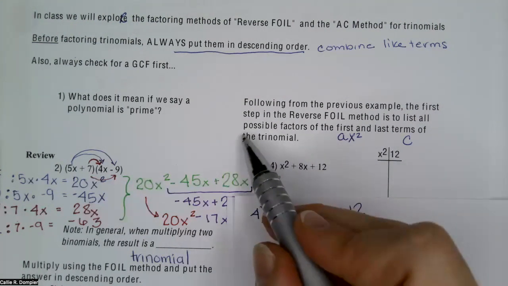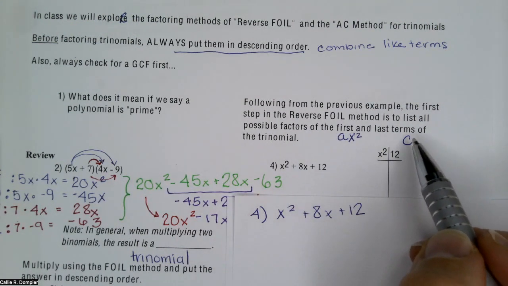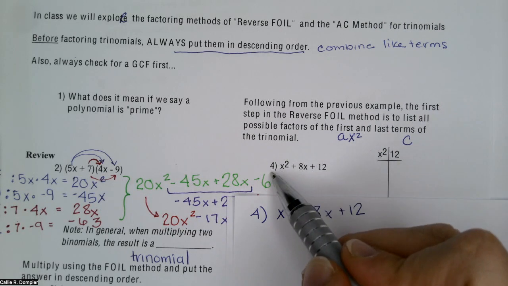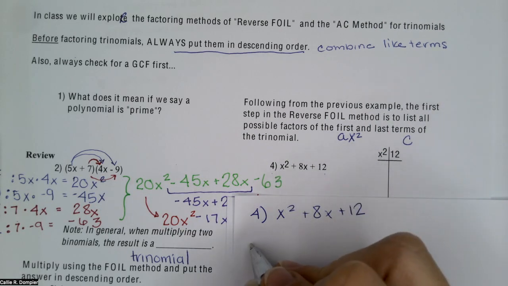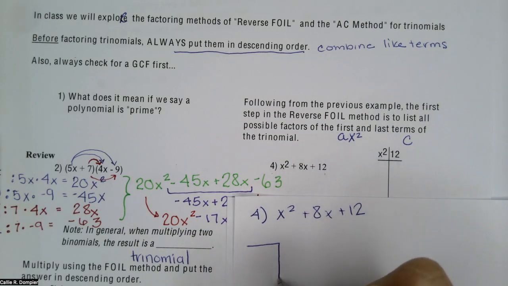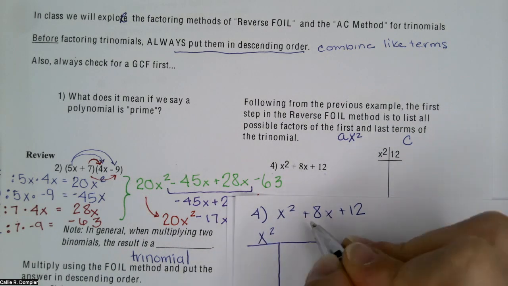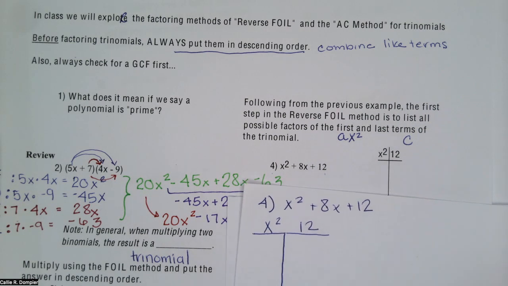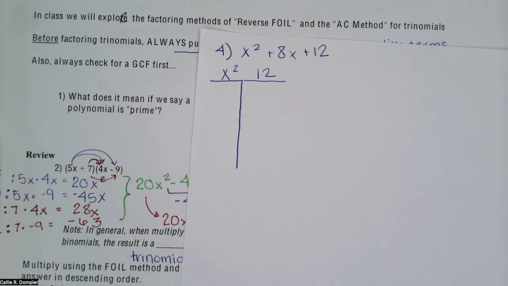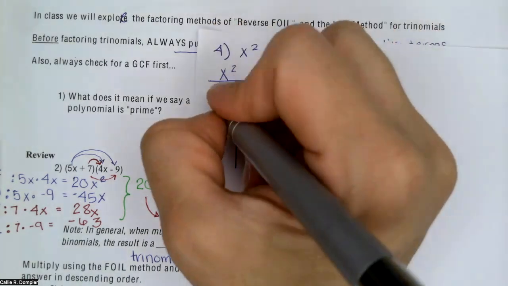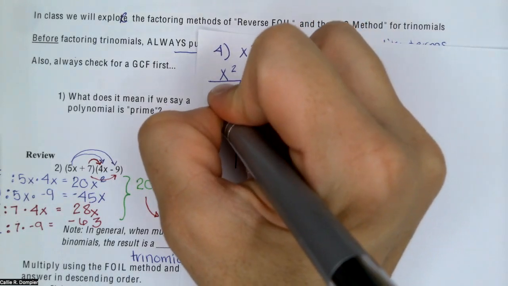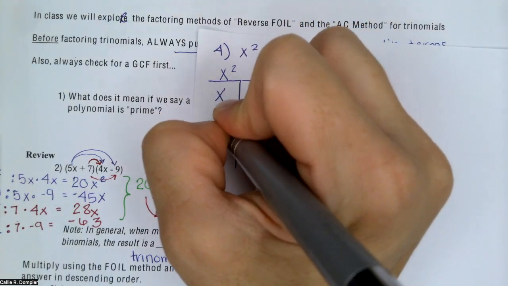They want all possible factors of the first and last terms. The first term is x squared, the last term is 12. So all possible factors of x squared and of 12. Just so we have a number, okay? X squared is just x times x.